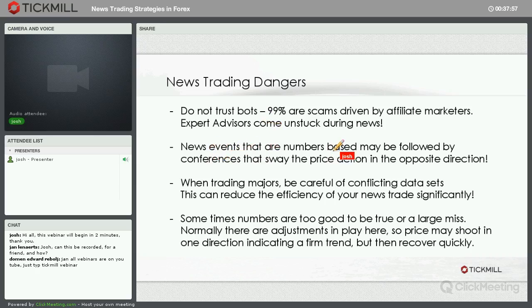Please also note that news events that are numbers based, right? So GDP is numbers based, non-farm payrolls is numbers based. They may be followed by conferences that actually sway the price in the opposite direction. So sometimes you get a number, let's say non-farm payrolls were expected at 250,000 jobs. They came in at 260,000 jobs. Woohoo for the dollar. Dollar starts rising.